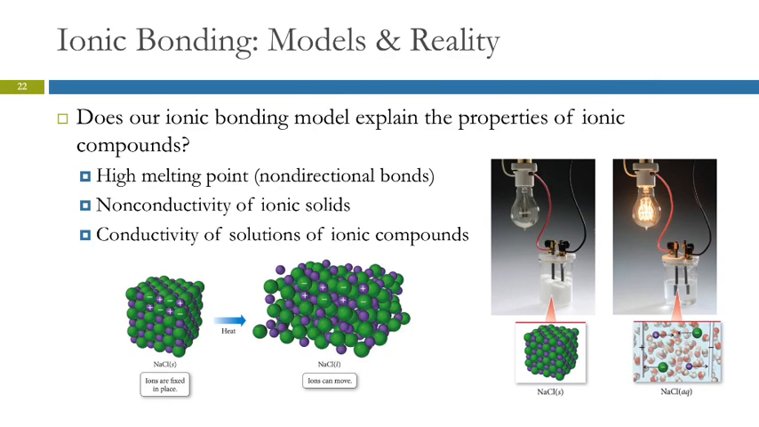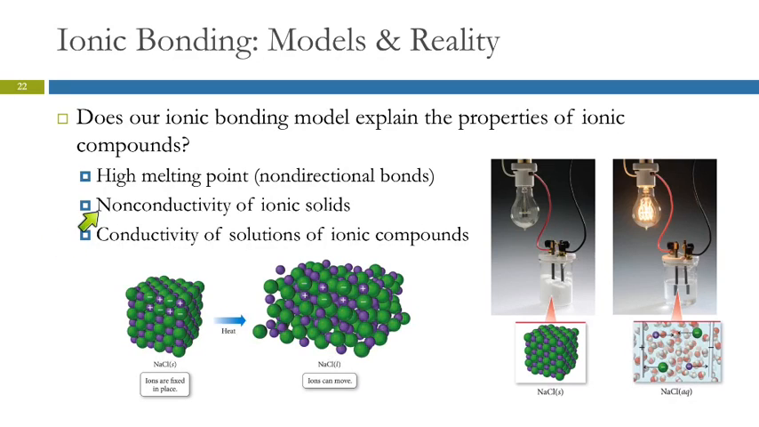So we've talked about this model of ionic bonding. Does it match up with what we observe? Because that's the ultimate test. Does it predict? Does it explain reality? What we observe for ionic compounds. Ionic compounds have high melting points. Well, in an ionic compound, we have attractions in multiple directions. So the high melting point is due to these non-directional bonds and bonds in all directions, and that's holding it together more tightly than, say, a covalent bond.